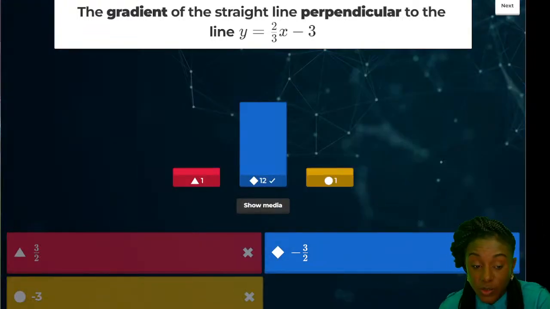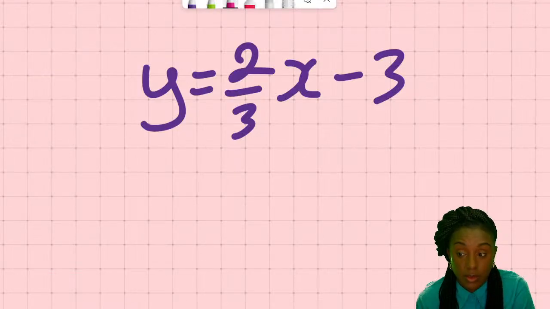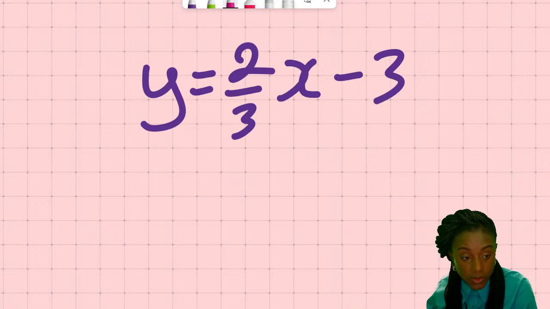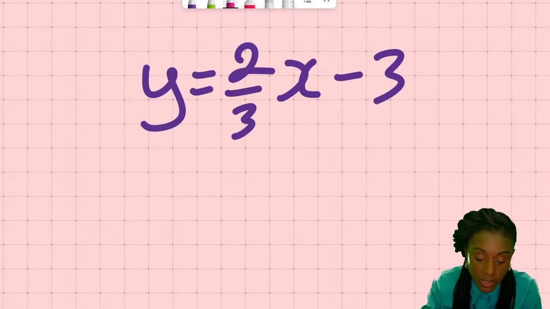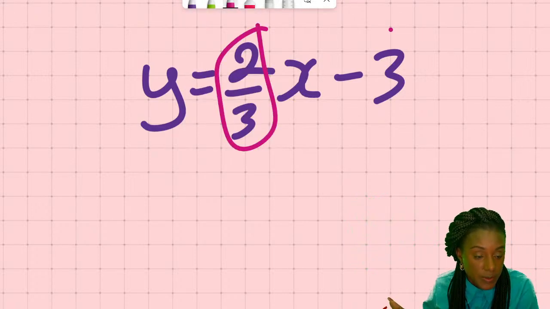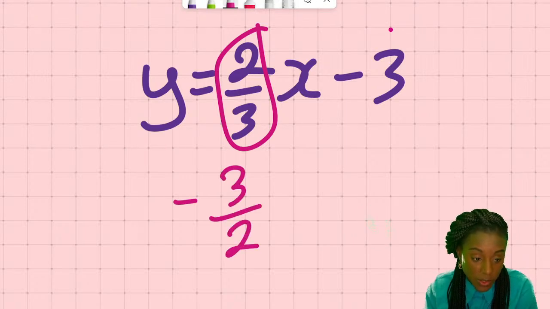Okay, excellent. So a lot more persons got this correct. Again, the equation of the straight line that we had was y is equal to 2/3 x minus 3. The question asked us for the gradient of another line which is perpendicular to this line. First you would need to identify the gradient, which in this case is 2/3. The other gradient, because it is perpendicular, you change the sign. So this is positive, so our answer will be negative, and we write the reciprocal of what we have.